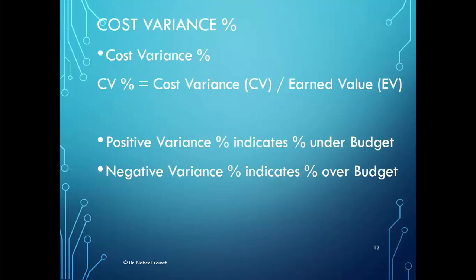The cost variance percent indicates how much over or under budget the project is in terms of percentage, and we refer to that as CV percent. The CV percent is equal to cost variance divided by earned value. A positive variance percent indicates the percentage of under budget, and a negative variance percent indicates the percent over budget.